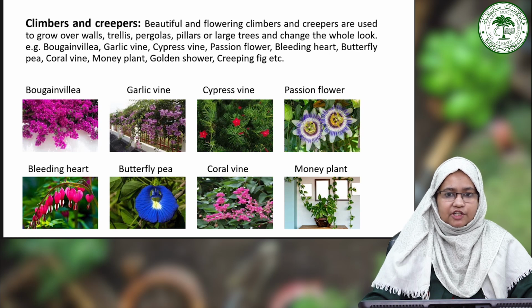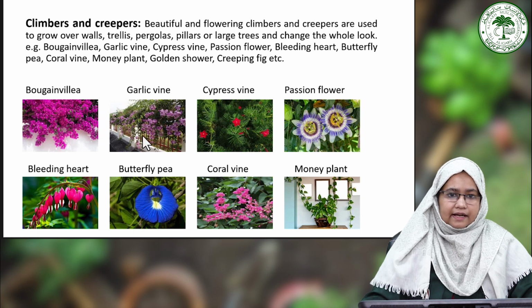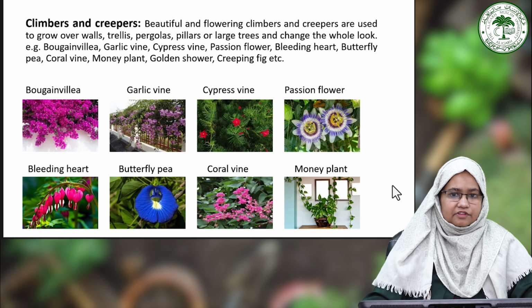Then the next category is climbers and creepers. Beautiful and flowering climbers and creepers are used to grow over walls, trellis, pergolas, pillars or large trees and change the whole look, like bougainvillea, garlic vine, cypress vine, passion flower, bleeding heart, butterfly pea, coral vine or money plant. These are used for adding beauty to the walls or fences in the institutional garden or in any area of the garden.